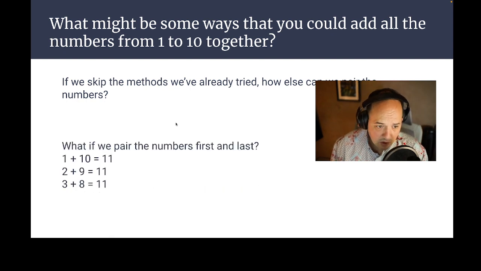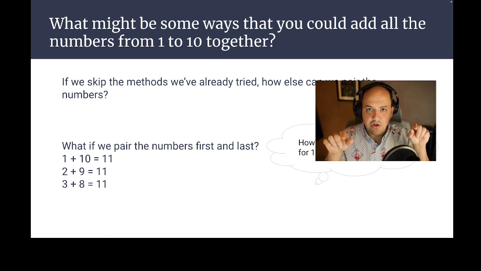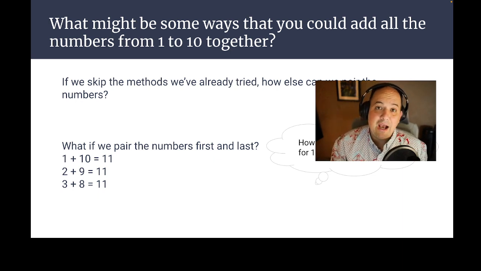Well, one method we might consider is what if we pair the first and the last number together? 1 plus 10 is 11. 2 plus 9 is 11. 3 plus 8 is 11, right? So we're making this rainbow structure. It's commonly referred to as a Gaussian sum, right? Gauss was credited with coming up with this algorithm because this is a pattern that we're noticing, and there is a process we can go through for adding large sums that becomes very quick, right?